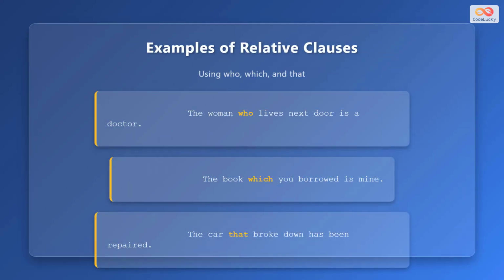Here are some examples. We say, the woman who lives next door is a doctor. The book which you borrowed is mine. The car that broke down has been fixed. These show how relative clauses give extra details about a noun.